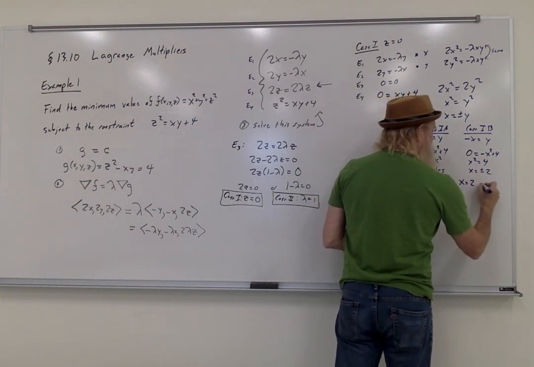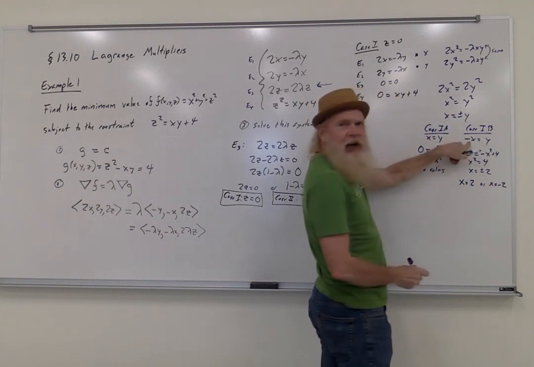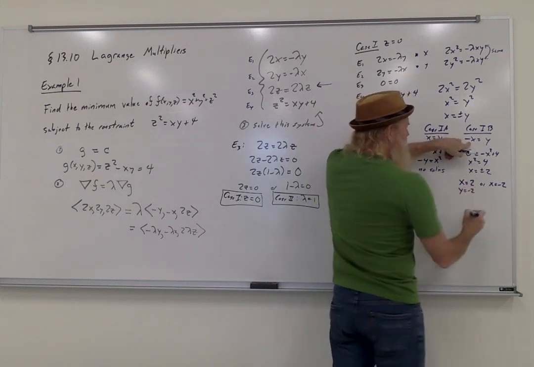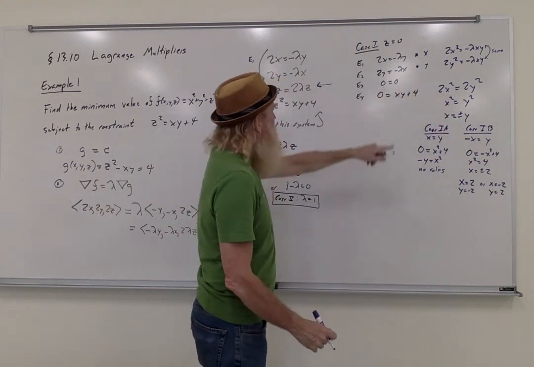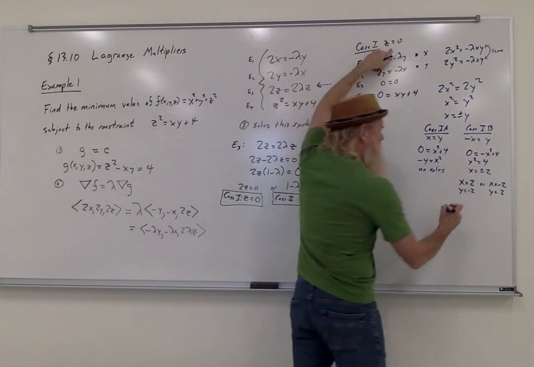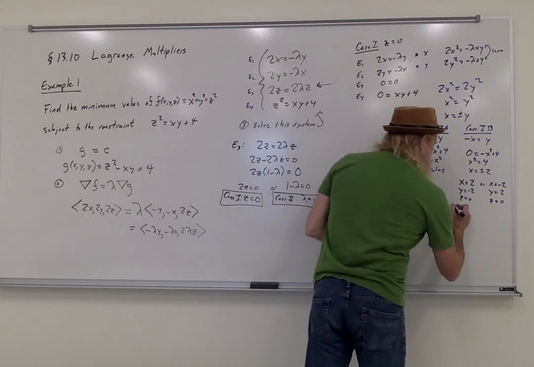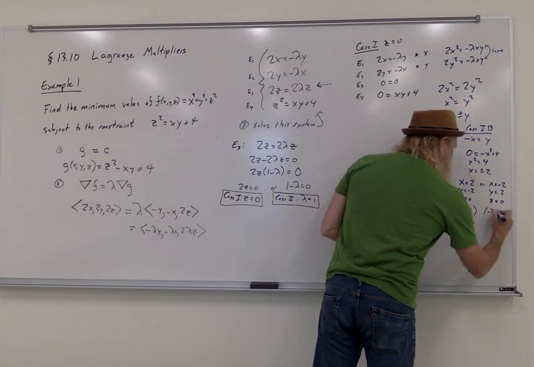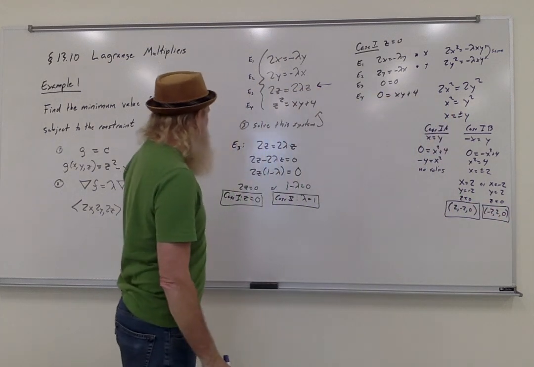So either x is 2 or x is negative 2. And remember, y is the opposite of x. So if x is 2, y is negative 2. And if x is negative 2, then y is positive 2. And remember, in all of case 1, z equals 0. So in case 1, we came up with two solutions: 2, negative 2, 0, and negative 2, 2, 0. So let's hang on to those and move on to case 2.